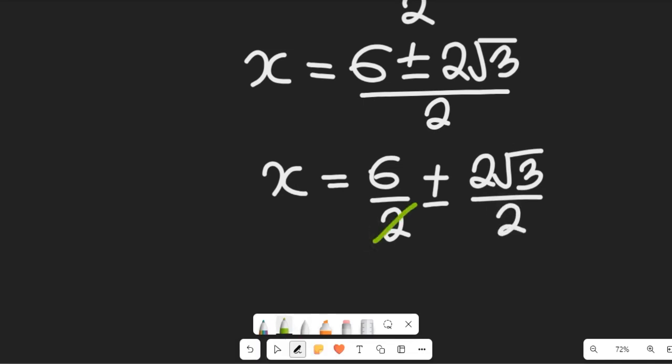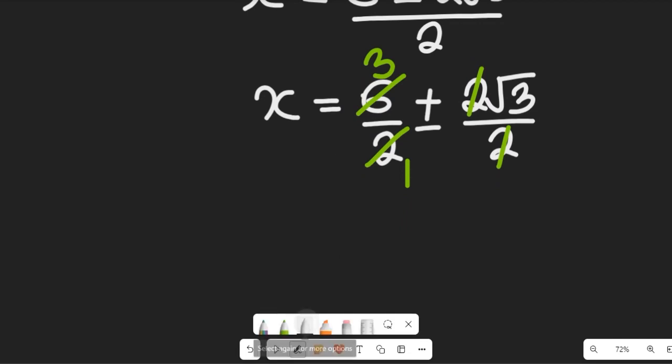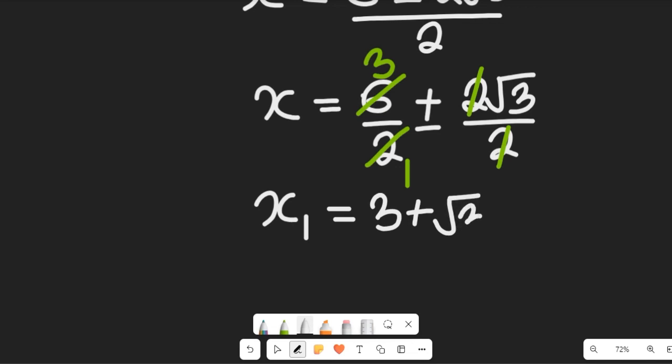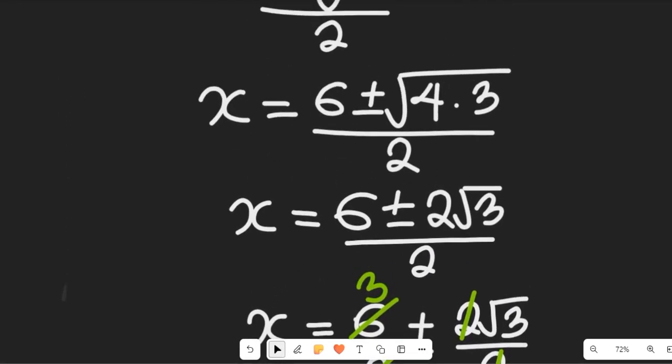So if this clears this to give me 1, this will clear this to give me 3, this will clear this, and then the value of my x, which I'll term my x1, will be equal to 3 plus root 3, right? And then my x2 will be equal to 3 minus root 3. Now, these are the two solutions to x.